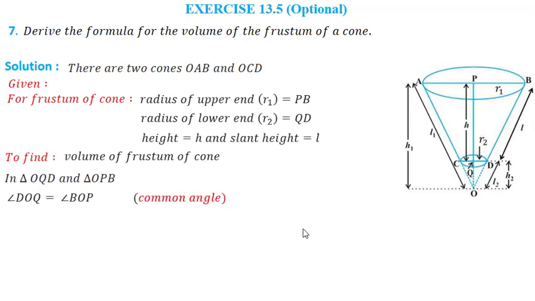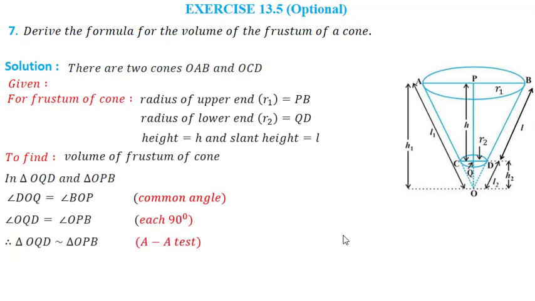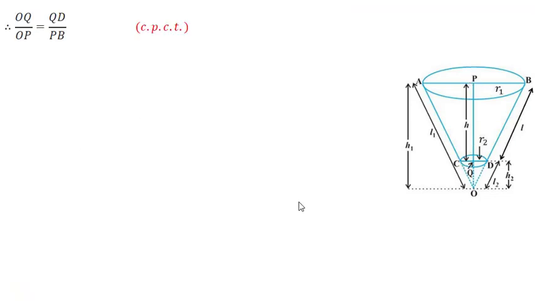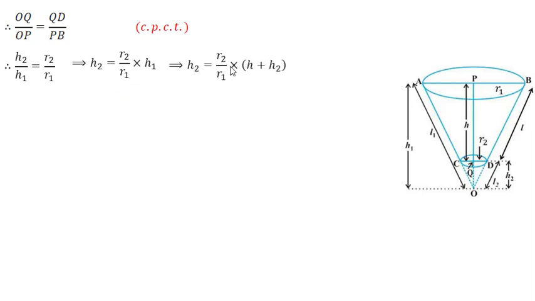Again we will take triangle OQD and triangle OPB, and as we proved in the last question, here also we proved them similar, and the corresponding sides instead of OD and OB, now here we will take OQ and OP, because for volume we need height. Now we put the respective values and I get H2 upon H1 equal to R2 upon R1. H2 is this smaller height and H1 is this bigger height. Now H2 can be written as R2 upon R1 into H1. That gives me H2 as R2 upon R1 into H plus H2.